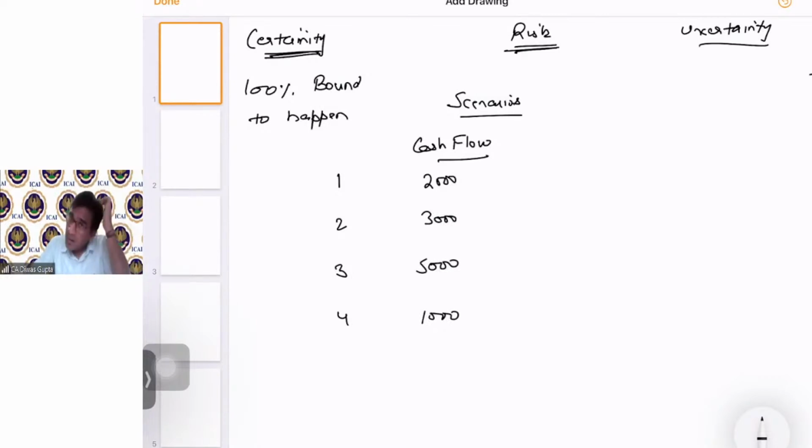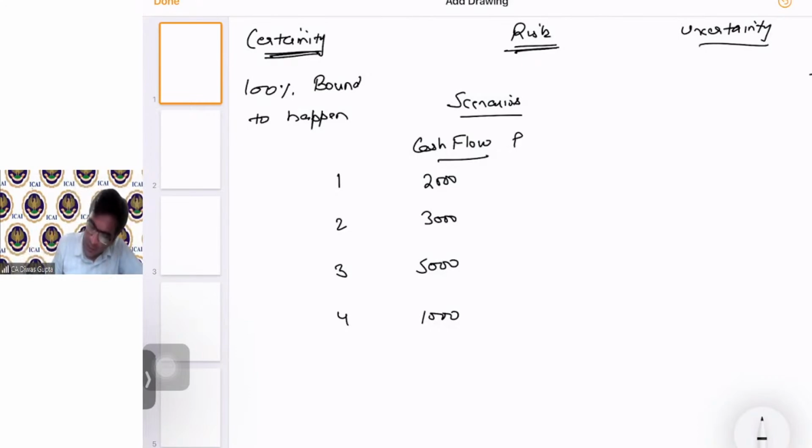Okay, students. But with this piece of information, I might not be able to do anything else, because there are just 4 different scenarios with 4 different cash flows. I might not be able to incorporate it into my capital budgeting decision. So what I would also want to project is the different probabilities of these 4 scenarios to happen, correct?